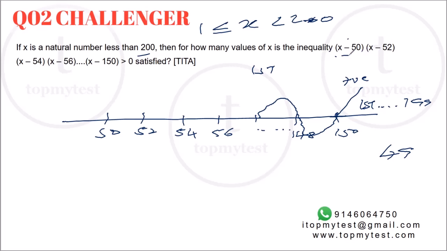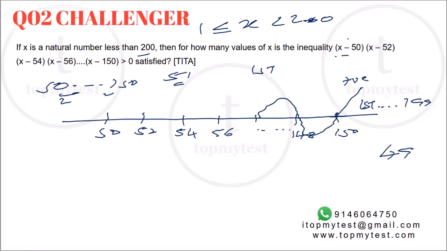How many expressions are we looking at? 50, 52, 54, 56 till 150. From 50 to 150, the gap is 2, so we are looking at 51 numbers. You can also use arithmetic progressions to figure this out. So we'll have 51 algebraic expressions which are getting multiplied.